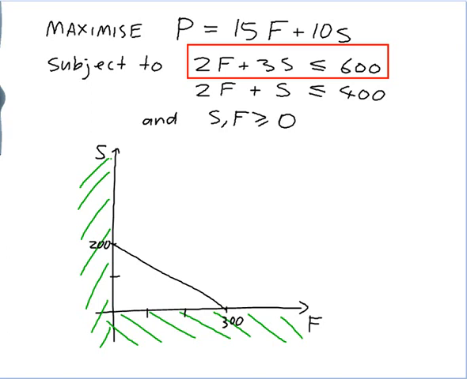Now I want it to be less than or equal to 600. So that should be below the line. I'll just check. If I put in F equals 0 and S equals 0, I get 0 plus 0 is less than or equal to 600. So yes, that's correct. I want the bit below the line. So I'll cross out the bit above the line.